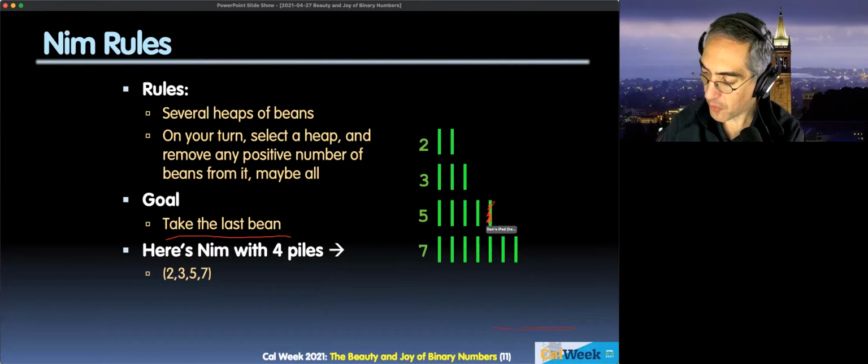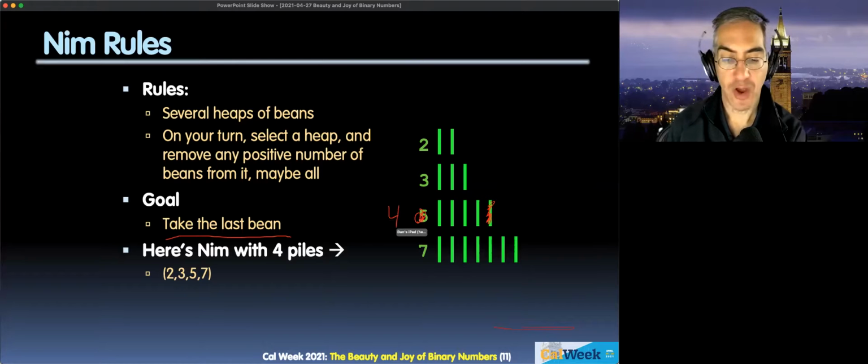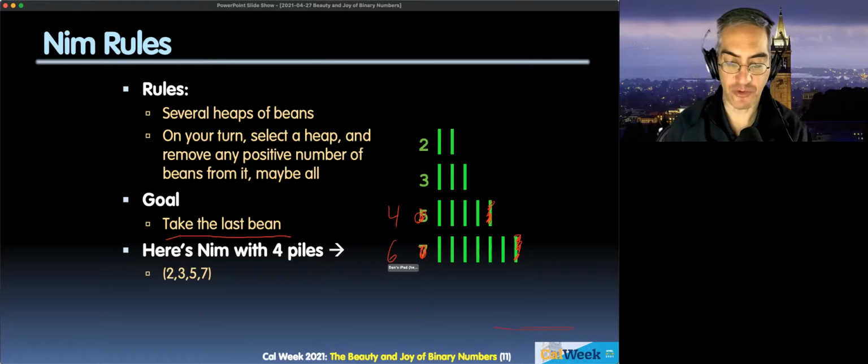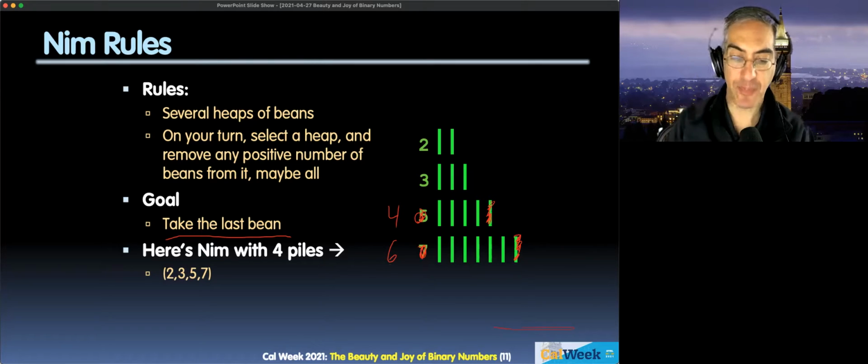So now this is 4. 2, 3, 4, 7. All right. Somebody else can go, somebody who's not Arthur. Oh no, sorry, that was my move. That's my move now. I'll take 1 from this one. Now it's my turn. So now it's 2, 3, 4, 6. Now it's your turn. Somebody else. I've got to have different people.